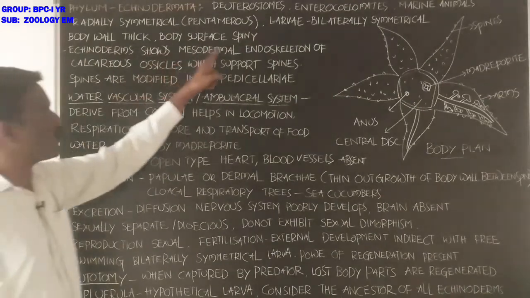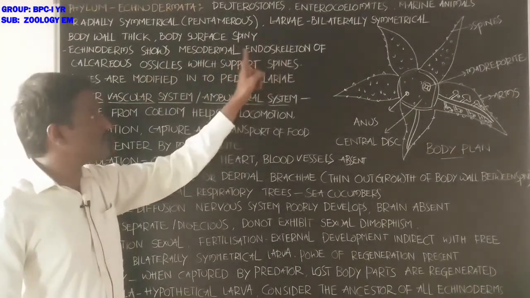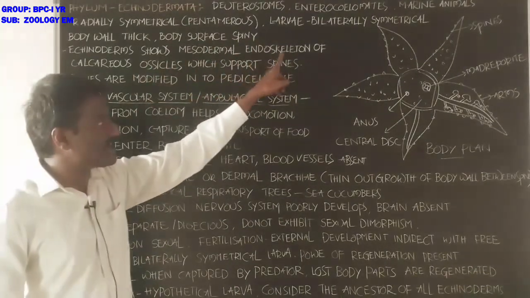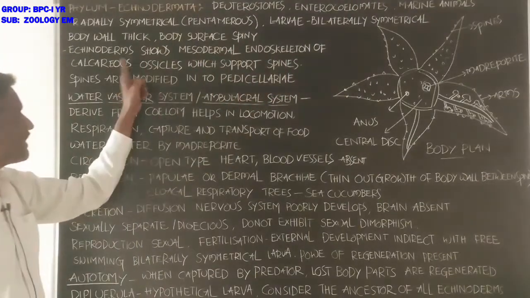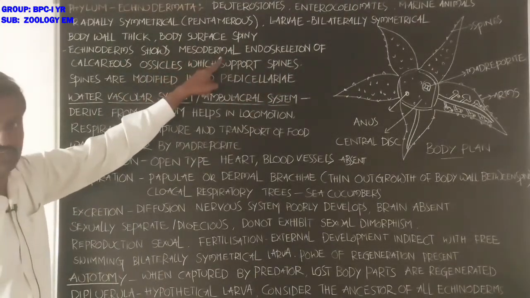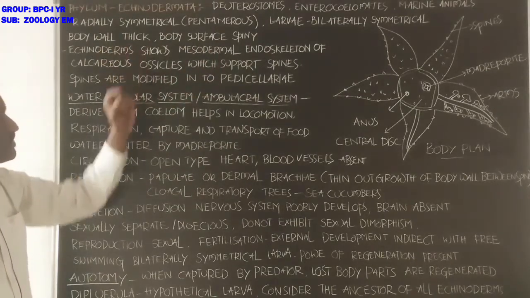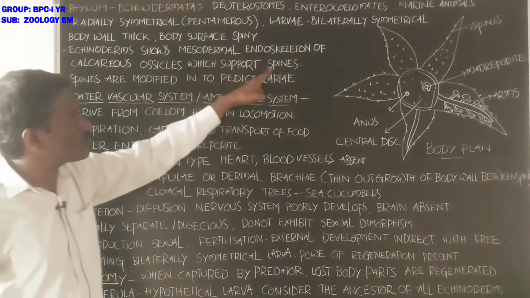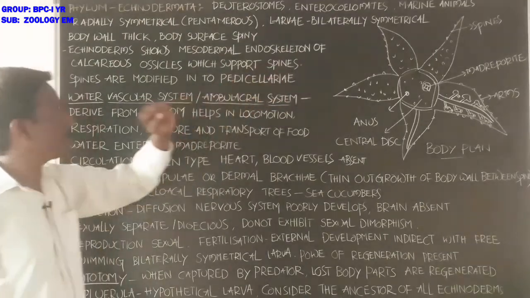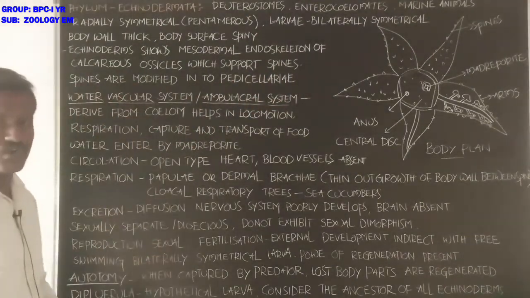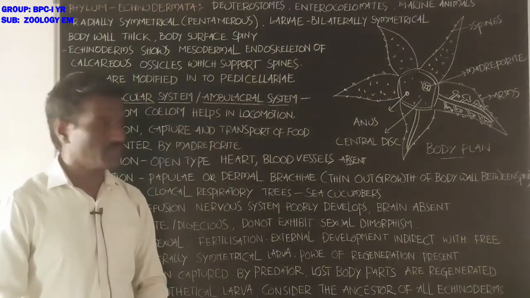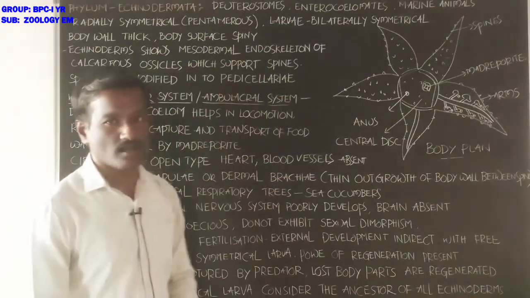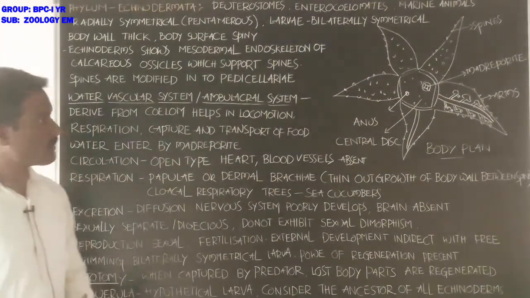Echinoderms show a mesodermal endoskeleton, made up of calcareous ossicles originating from the mesodermal layer. This type of skeletal structure also supports the spines. Next, spines are modified into pedicellariae. The body surface also shows pedicellariae, which are modifications of the spines.